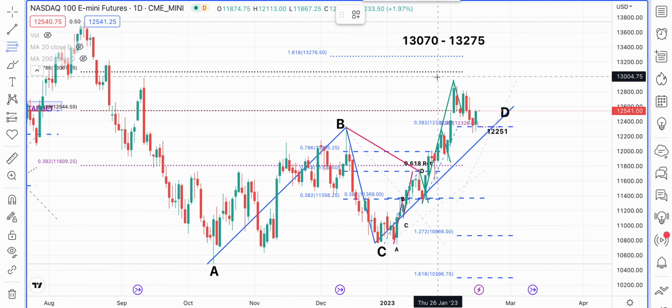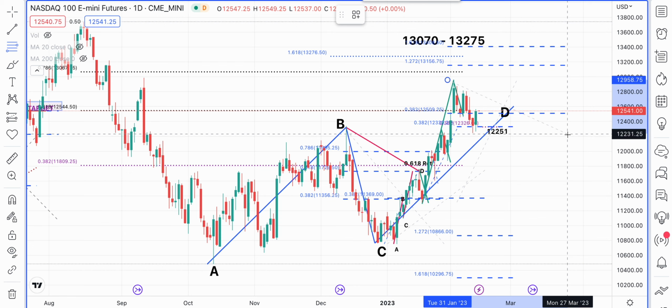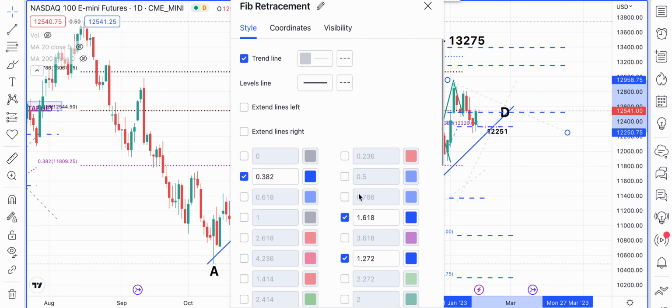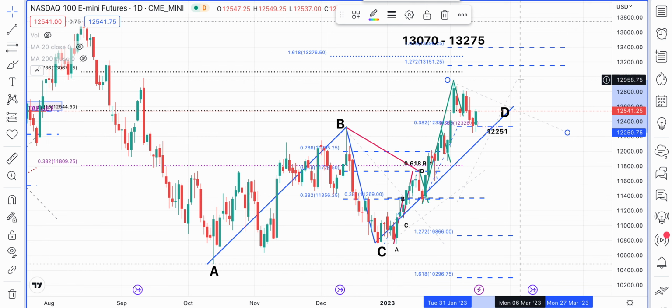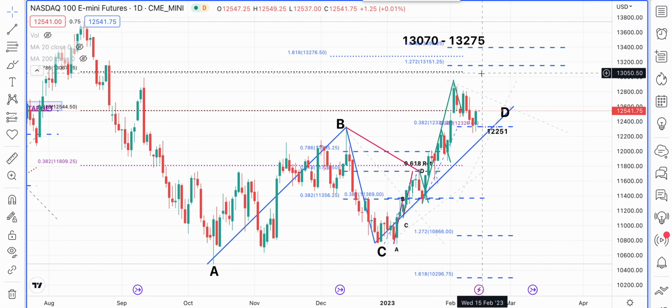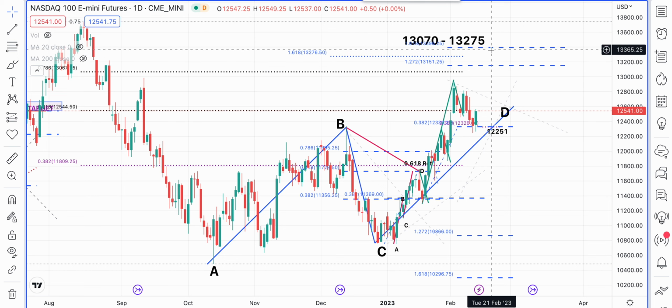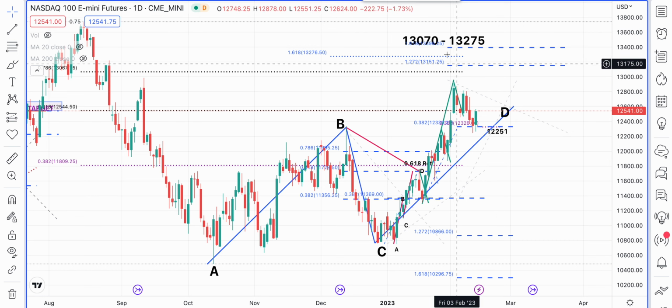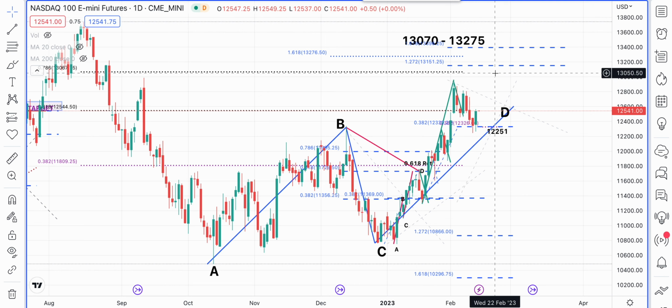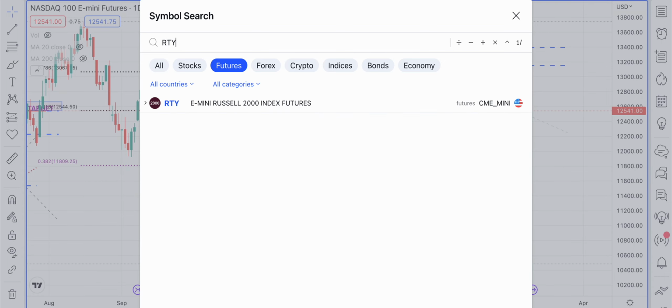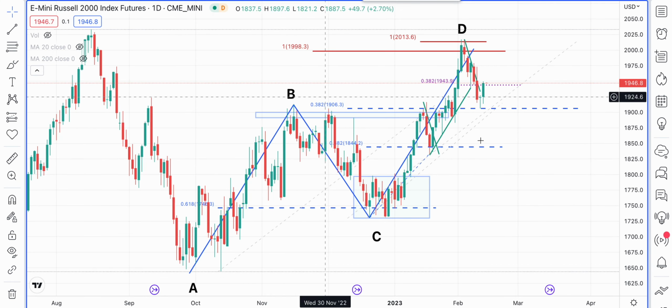So here again, just like the S&P 500, let's take a quick look. And what we are looking at is, yeah, so we have further confluence levels of this expansion coming in between 13,070 to 13,275. In fact, there is one a little bit higher, about 100 points higher, but ballpark figure, that's what we are looking at in terms of where the price could actually move to in the NQs. So let's take a look at the small cap, the Russell 2000.